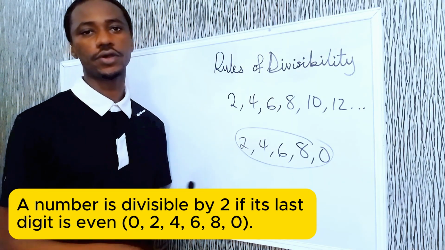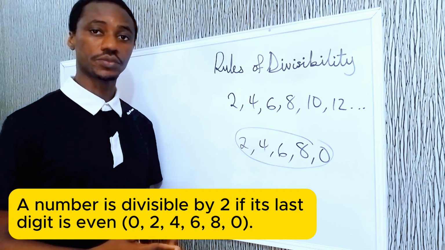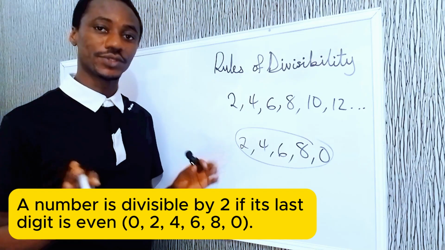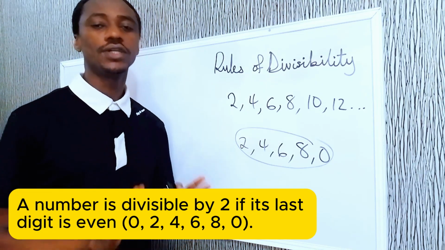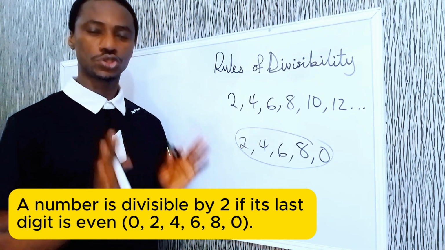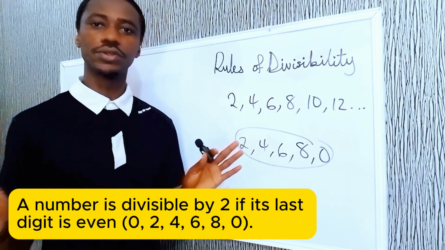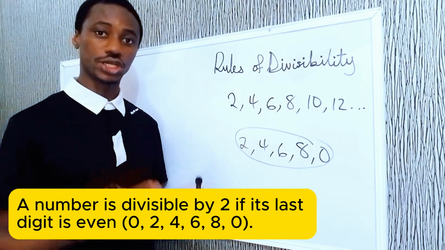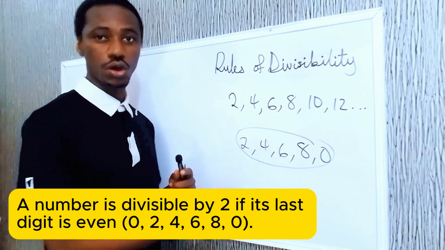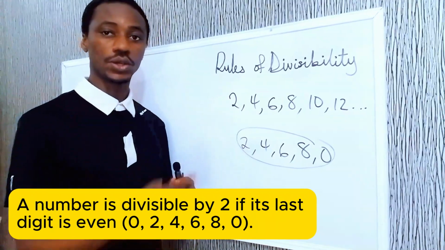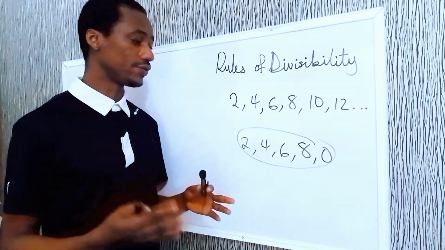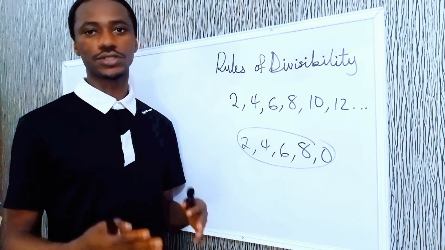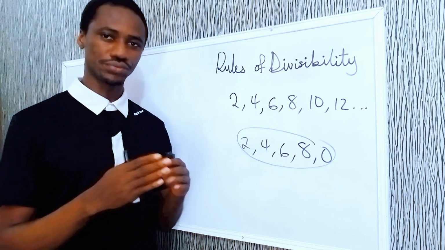So what's the rule for divisibility of 2? A number is divisible by 2 if it's an even number. That's it. And I've just given you something that will help you to identify these even numbers. You check if the number ends with 2, 4, 6, 8, or 0. If the number ends with any of those digits, you know the number is even, and as such the number is divisible by 2. Easy peasy.